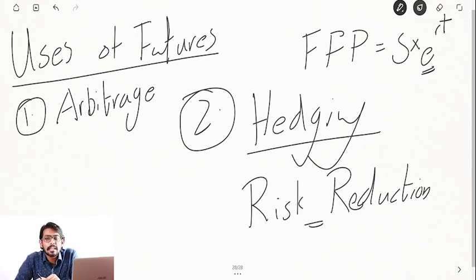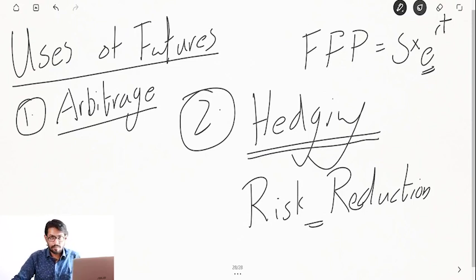Hedging basically means risk reduction. So futures can be used to reduce your risk. Let us check that out. Use of futures: first point, write down arbitrage. Refer page number so and so of your notebook for arbitrage. No more notes under arbitrage.